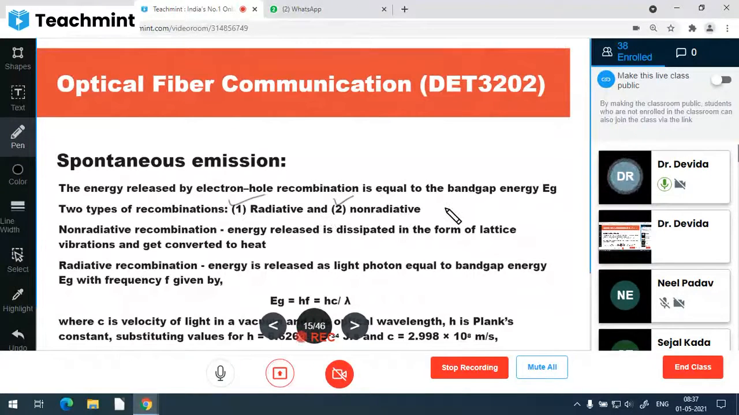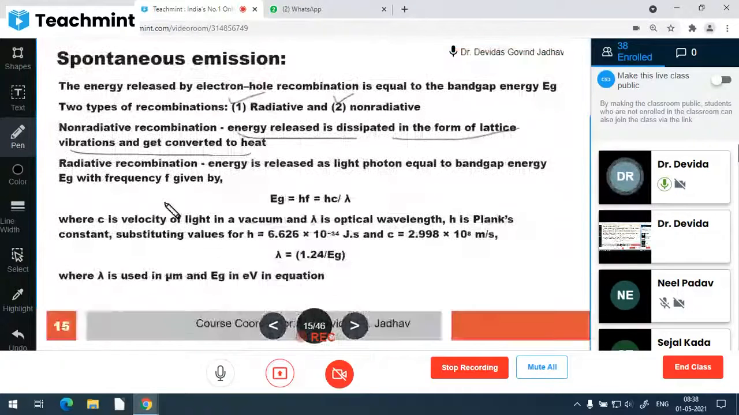Out of 100, if you consider 95 radiative, then 5 out of 100 energy bundles will be non-photon. Then the efficiency of radiation will be 95%. So in non-radiative recombination, energy is released and dissipated in the form of lattice vibration and gets converted to heat, and in radiative recombination the energy is released in light form with photon energy equal to Eg, equal to hf, equal to hc upon lambda, where h is Planck's constant, 6.626 × 10^-34 joule second, and c is the velocity of light in a vacuum, 2.998 × 10^8 meters per second.